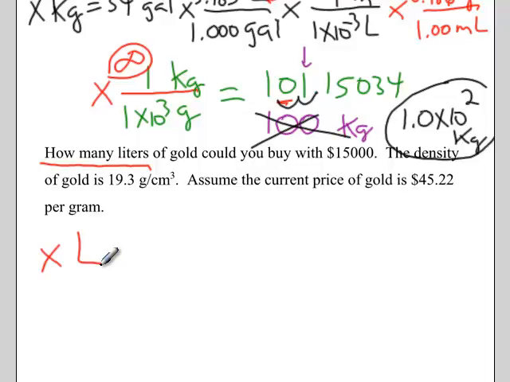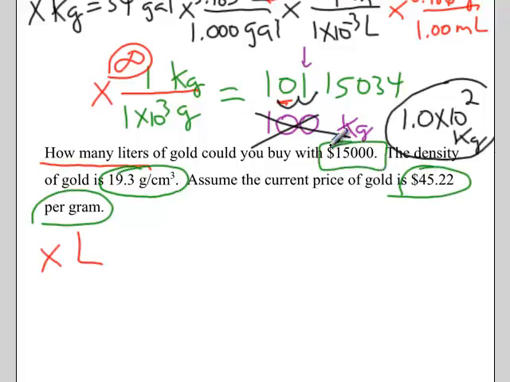The known, in this case, is a little bit harder to find. There are a lot of things that we know. We know the density, we know the price of gold, and we know the amount of money we have. But if you remember, 2 units make something a conversion factor. 19.3 grams per cubic centimeter definitely has 2 units. That's a conversion factor. The price also has 2 units. It may be harder to see, but we have dollars and grams. So that's also a conversion factor.